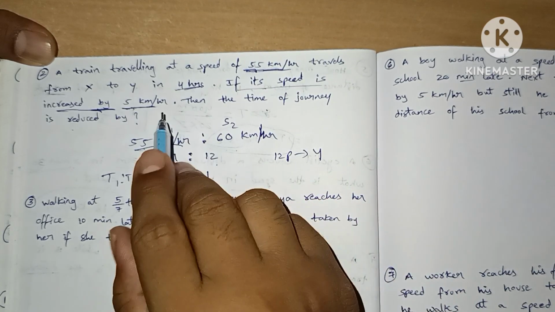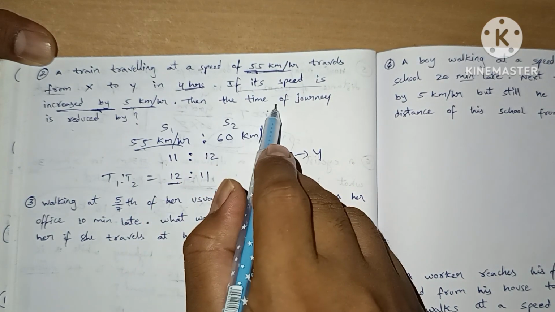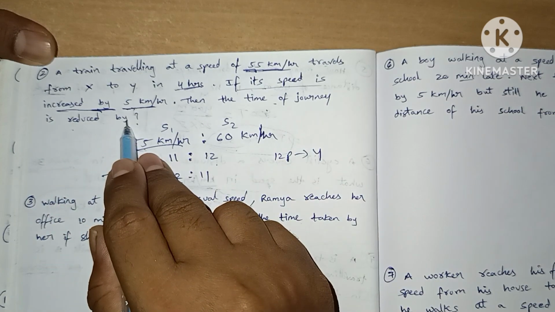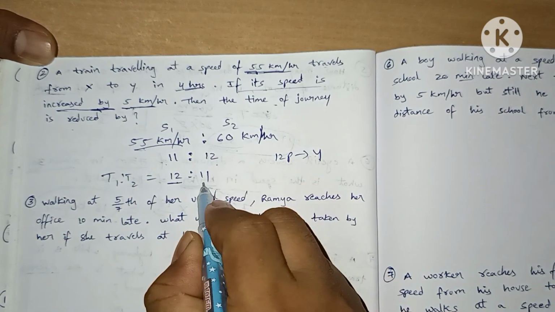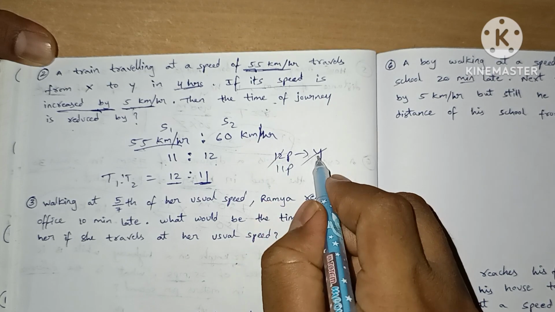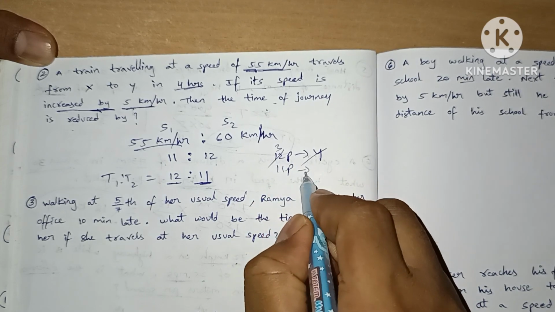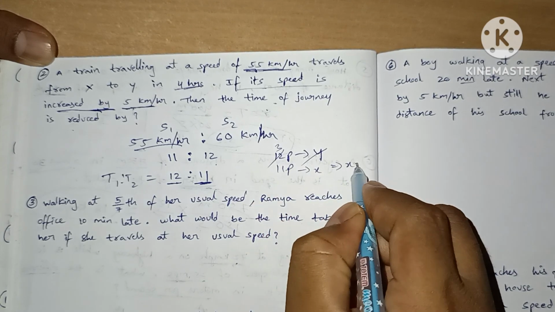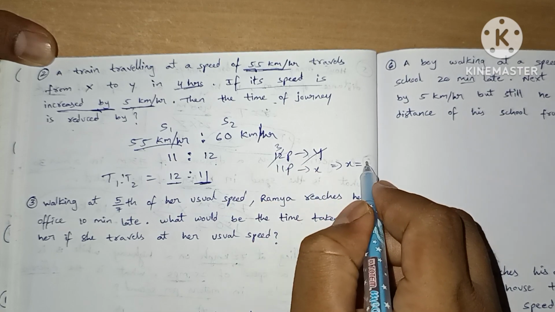Then what we need to find is by how much the time of the journey is reduced. Okay, then what is the 11 parts value? The 11 parts value will be 4 times, so the x value will be 11 by 3.